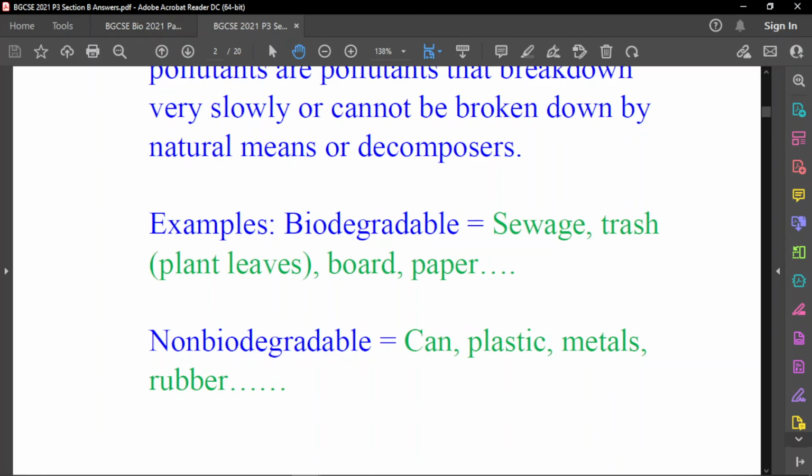Trash, and particularly when we say trash, we don't mean cans, we mean plant leaves, cardboard, paper, anything that can be broken down, the leaf of vegetables, things like that, waste vegetables. The non-biodegradable ones are things like cans, plastic, metals, rubber, etc.